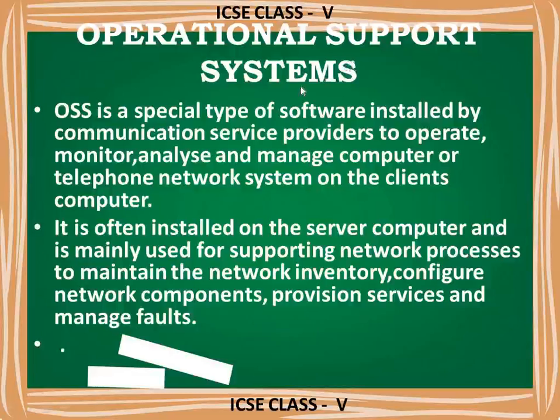Usually telecom companies, networking companies, or DTH, direct to home companies, use operational support system software. That software is installed to operate and monitor users: when their plan is going to expire, what their balance is. Every record we get from this software, which gives all the reports, and analyzes and manages computer or telephone network systems on the client's computer. It is often installed on a server computer.